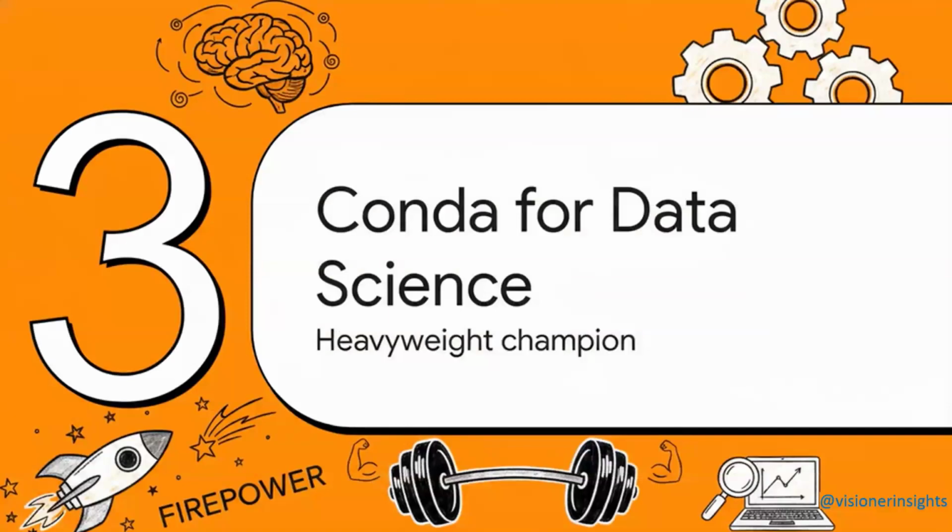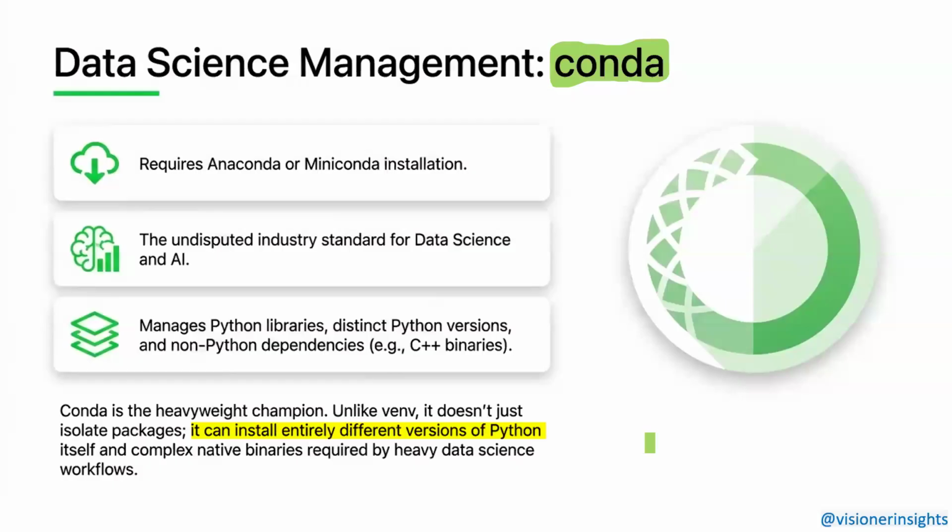Okay, Section 3, Conda for data science. Enter the heavyweight champion. So, while Venv is built in, Conda requires you to install Anaconda or Miniconda. It is the absolute heavyweight champion and the undisputed industry standard for data science and AI. Why? Well, Conda has this incredible superpower. Unlike Venv, it doesn't just manage Python packages. It can install entirely different versions of Python itself.